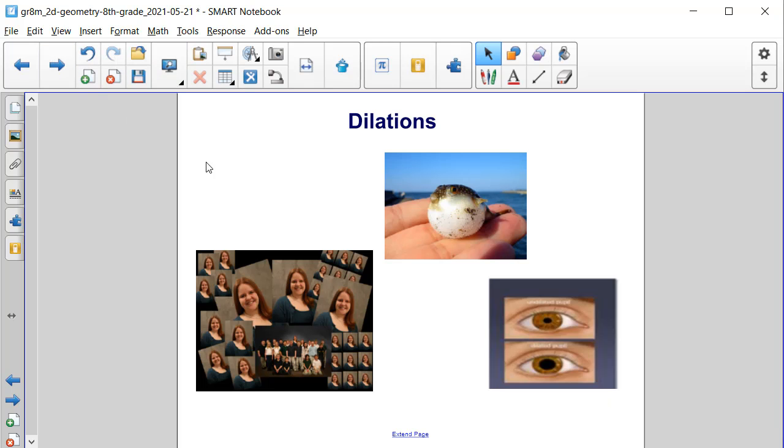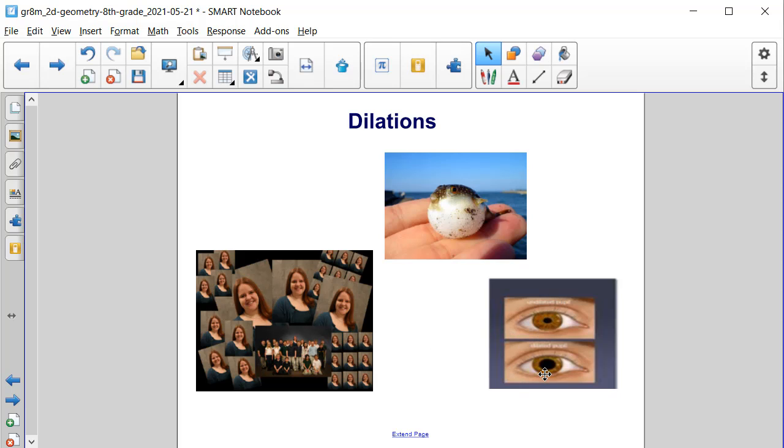Dilations. Dilations occur in everyday life in multiple formats. For example, a blowfish dilates or becomes bigger in order to avoid being eaten by predators. We get pictures enlarged or reduced in size. Those are forms of dilation.